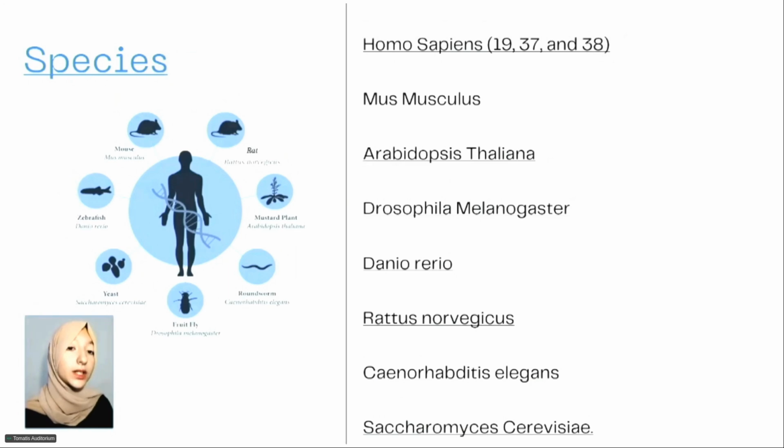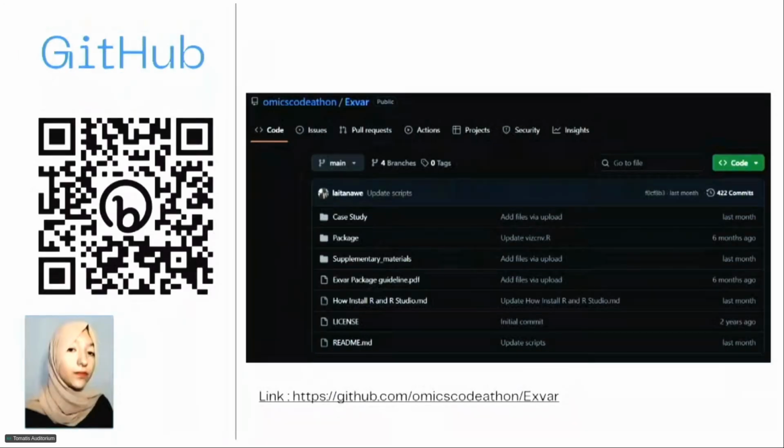We also extended our pipeline to support multiple species, including the human species and 7 model organisms, which are the mouse, the rat, zebrafish, mustard plant, yeast, roundworm, and fruit fly. The package is currently available on GitHub. We made sure to document it as much as we can by including tutorials, package user guide, demonstration data, and a case study.